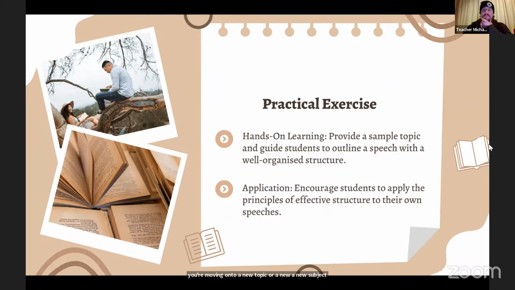So I'm going to guide you guys through the process of outlining a speech with a well-organized structure. So I'm going to give you all of the steps to go through it. And I'll give you a few minutes to do it, but it's something that I want you guys to practice outside of class, because if you practice this, it gets easy now.